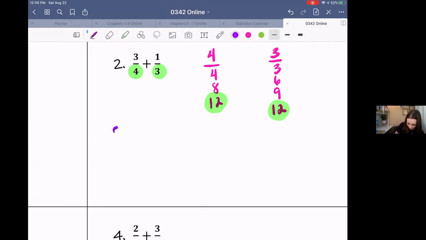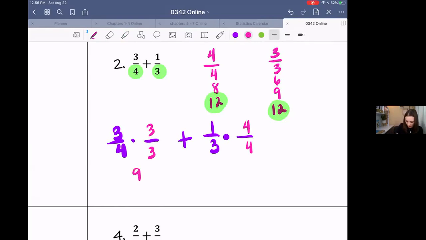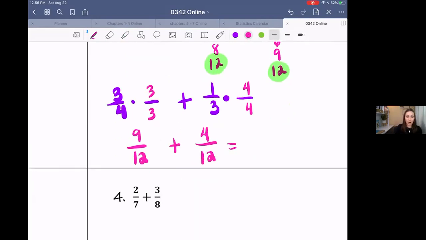So I have 3/4. I need to multiply it by something, plus 1/3. I need to multiply it by something. 4 times what is 12? 3. 3 times what is 12? 4. So I have 9/12 plus 4/12. Now that I have a common denominator, I can add the numerators. And we get 13/12. Now, this is what's called an improper fraction.